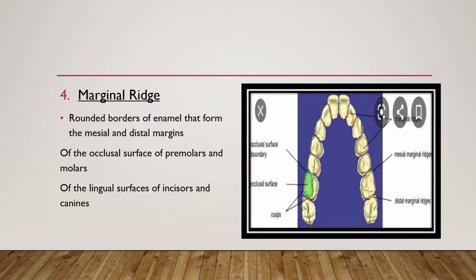Now let's move on to marginal ridges. What are they? They are the rounded border of enamel that forms the mesial and distal margin of the occlusal surface of premolar and molar and of the lingual surface of incisor and canine. So they basically form the mesial and the distal margin on the occlusal surface of premolar and molar and of the lingual surface of incisor and canine. As you can see in the picture, the area marked by the red line shows us the marginal ridge of the anterior and the posterior teeth.